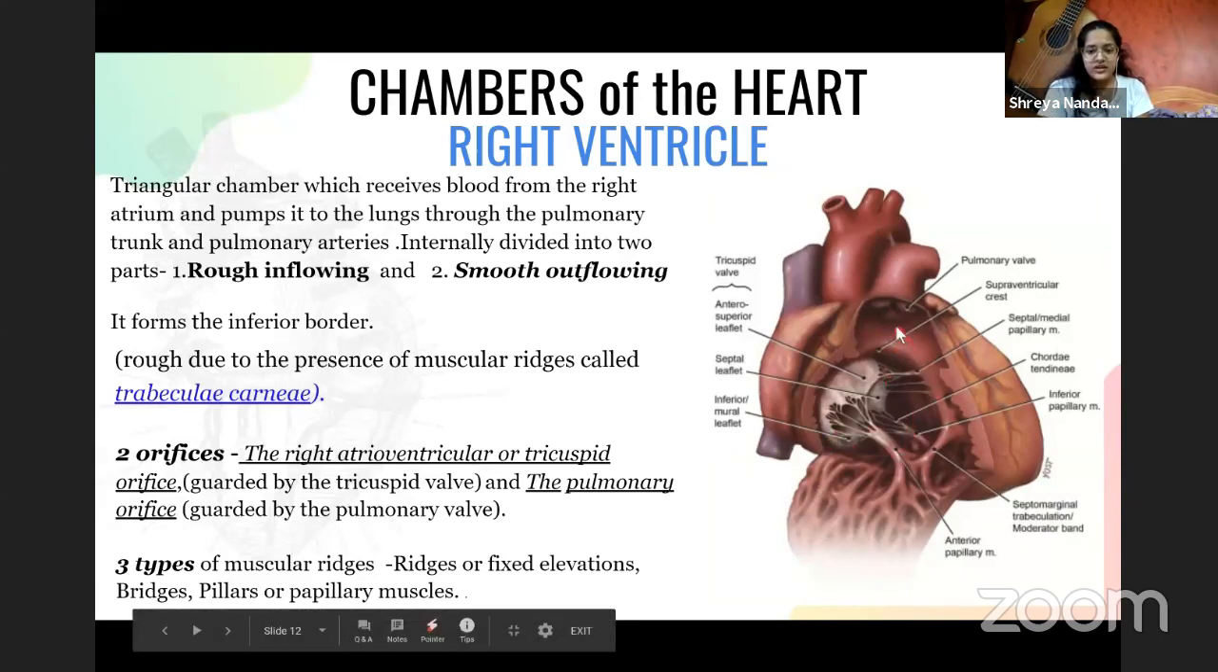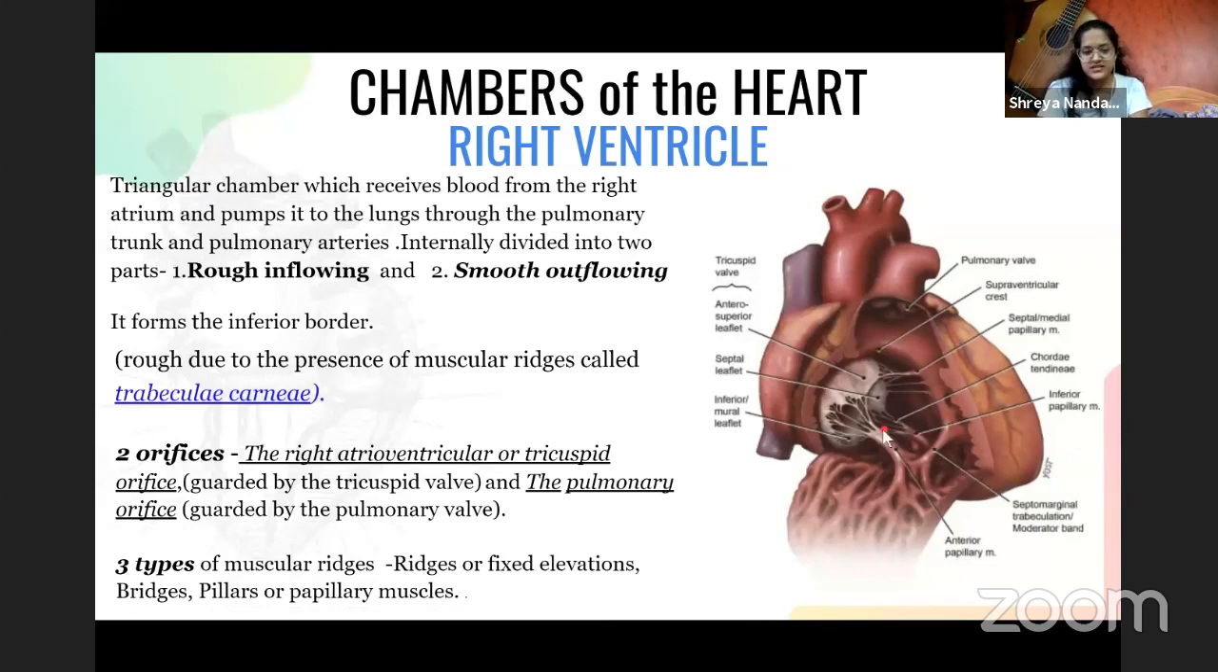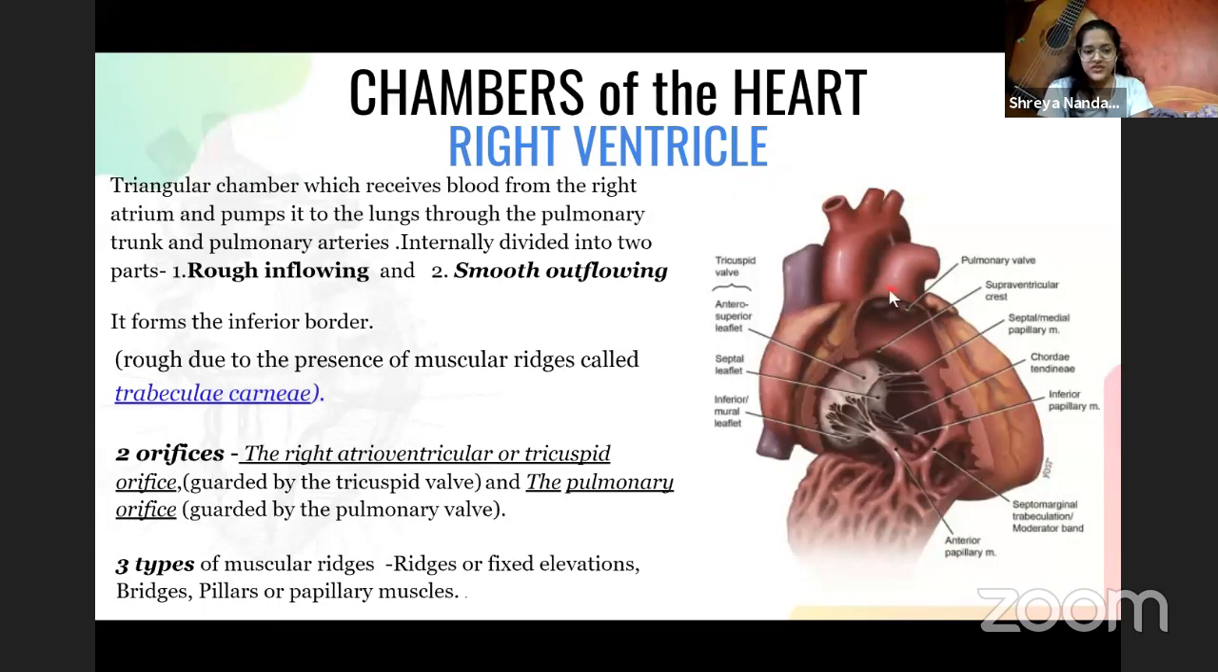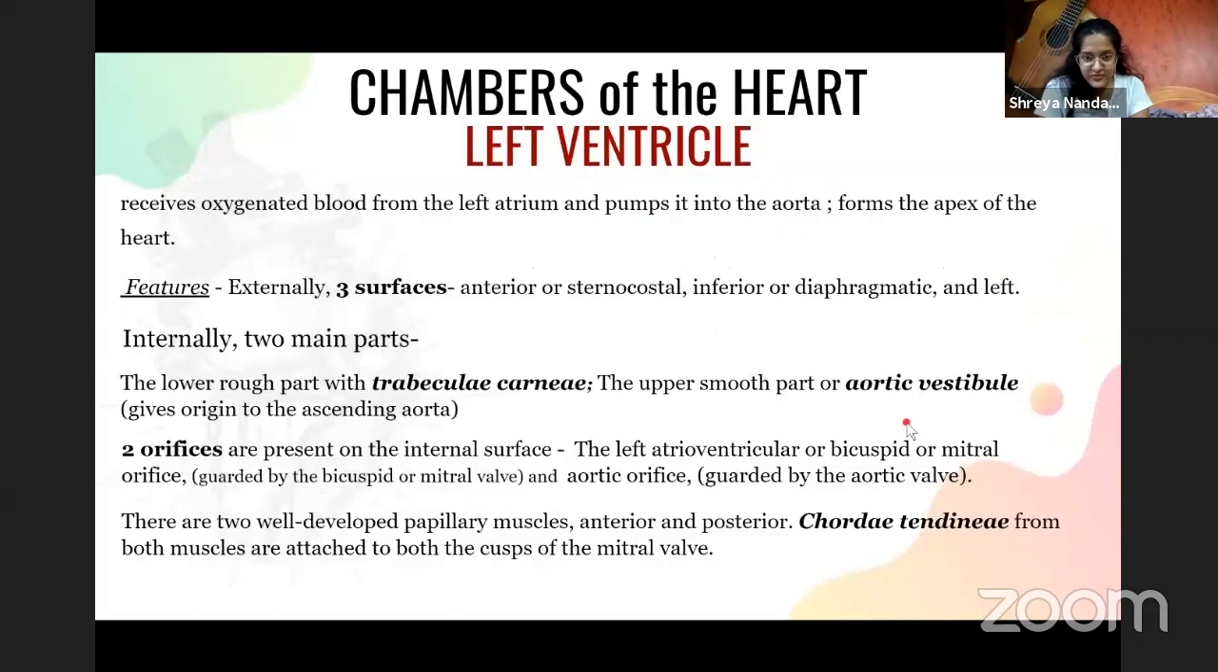So in this chamber, there are 2 to 3 components that we need to discuss. First, it has 2 orifices, that is the right atrioventricular or tricuspid orifice, which is guarded by the tricuspid valve, that is the atrioventricular valve, and the pulmonary orifice, which is guarded by the pulmonary valve. Then there are also 3 types of muscular ridges in here, that is the ridges or fixed elevations, ridges, and the pillars or papillary muscles. And all these parts that I described are shown here in the diagram as well. These are the papillary muscles, and this is the rough inflowing part.